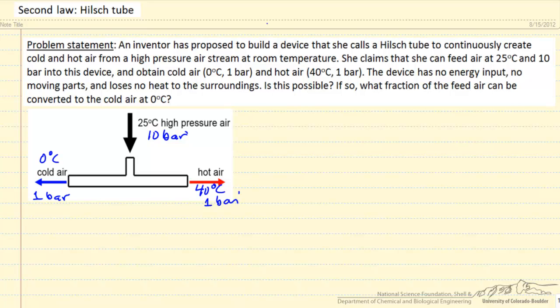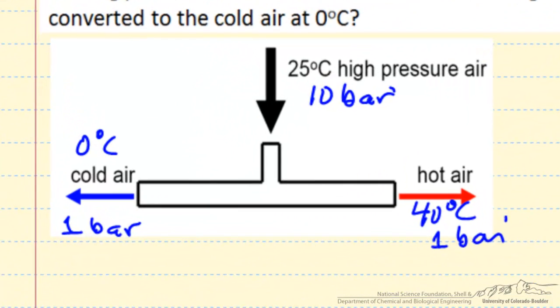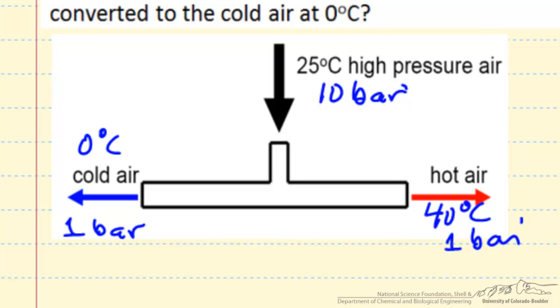And if it's possible, what fraction of the feed air can actually be converted to the cold air for these two temperatures? So this is basically a second law problem to determine if something is possible. Doesn't mean we can do it, but at least determine if it's possible. We want to look at the total entropy change and determine, is that greater than 0?